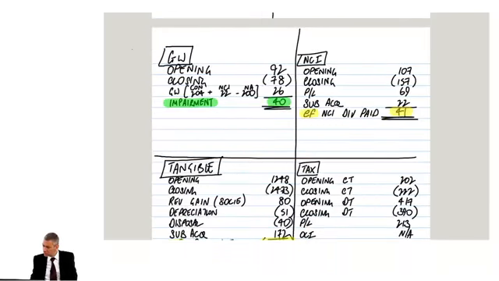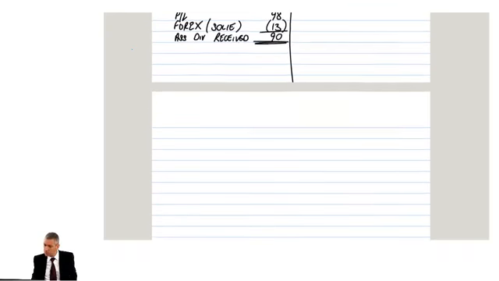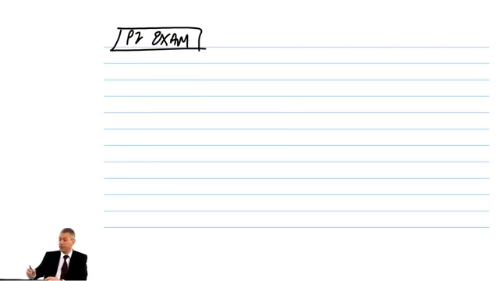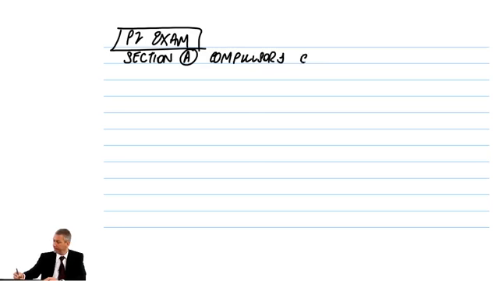There we go. Lovely. Fresh new, brand new page. There we are. Excellent. So how does the exam work? P2 exam. The P2 exam is made up of two sections. Section A with a compulsory case study.